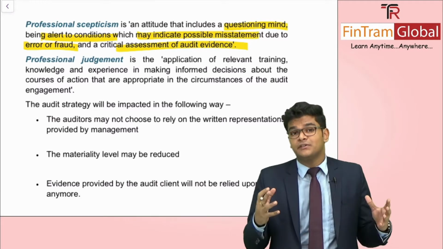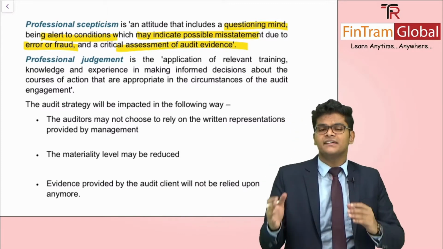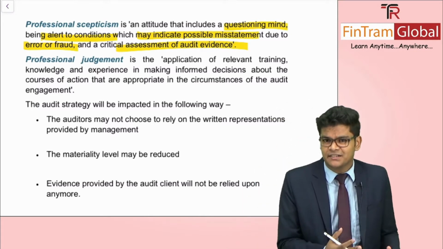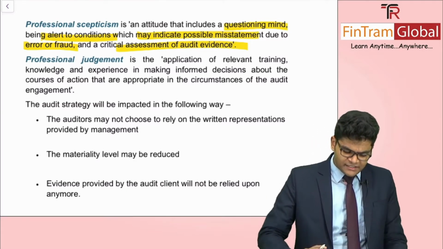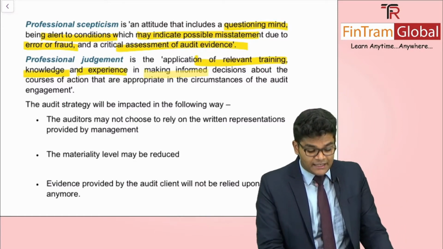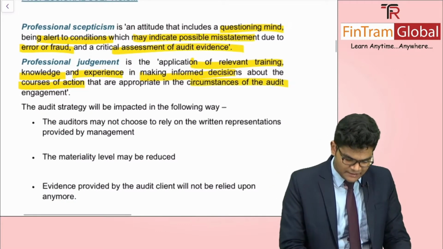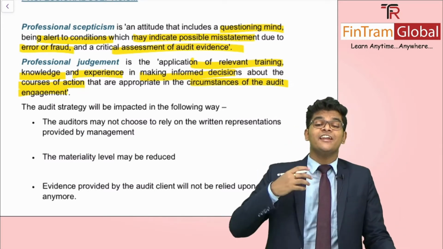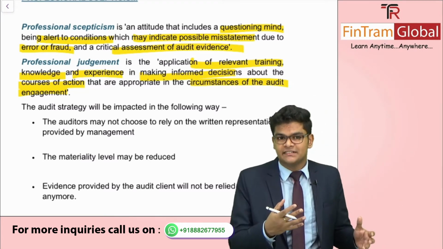Even though these are two different terms, some students believe that both of these are a single thing. It's not necessarily true because both terminologies have a different meaning. We already learned what professional skepticism is. Now let's take a look at what professional judgment is all about. Professional judgment is the application of relevant training, knowledge and experience in making informed decisions about the courses of action that are appropriate in the circumstances of the audit engagement. So what's the idea here? It's all about taking an informed decision when the situation arises.